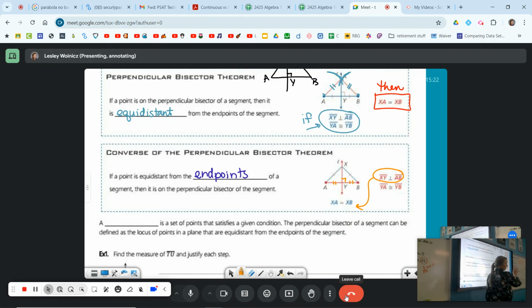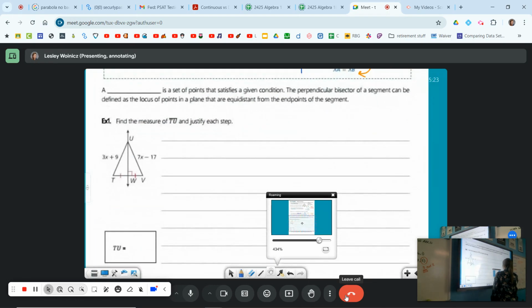I don't know that I explained that very well. You need two of the three. Alternatively, if you had A, B, Y, and X, you knew this, this, this, and this. What do you know about that angle? It's perpendicular. So you need two of the three pieces of information. Does that make sense to everybody? Okay, perfect.